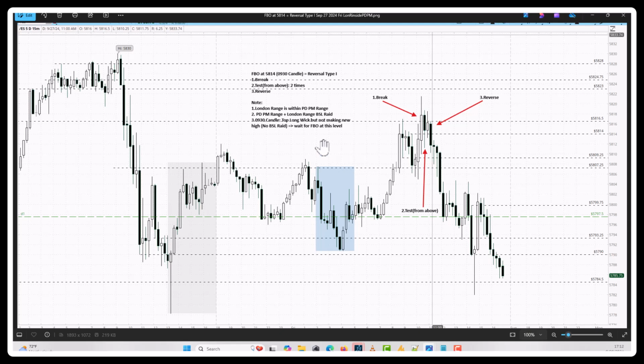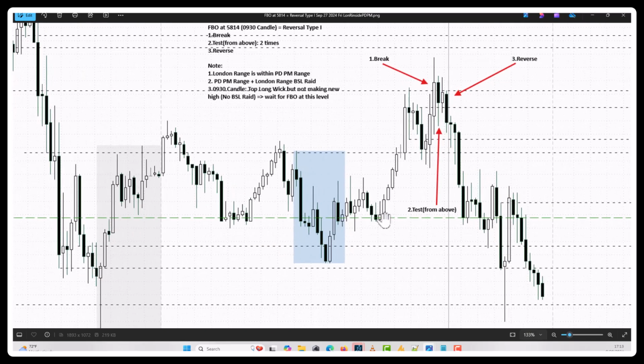Yeah, look at this. So we have a note right here also. The 9:30 candle, the top long wick, you have a top long wick right there, but not making a new high. But if the 9:30 makes a new high, then we know that it's going to. If it makes a new high, then we don't have to wait for 9:30. That's the point we try to make.